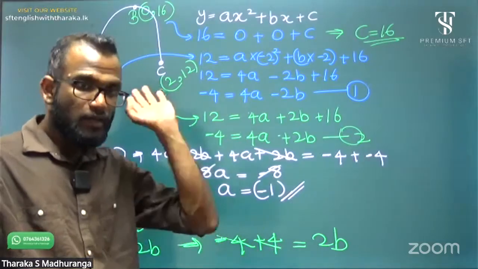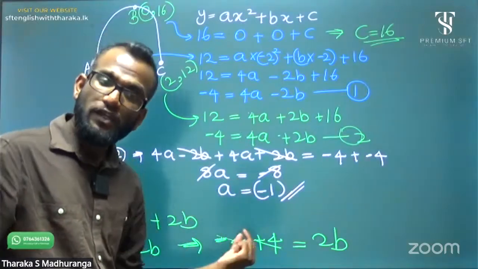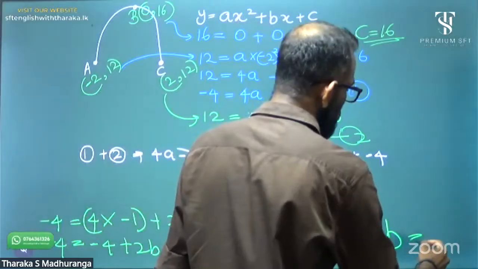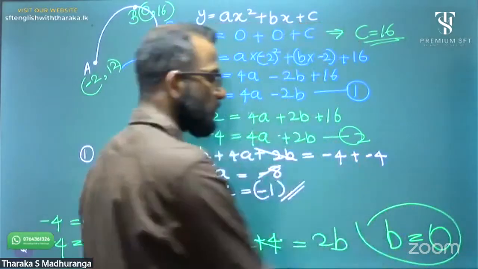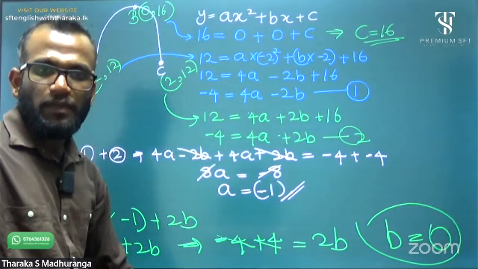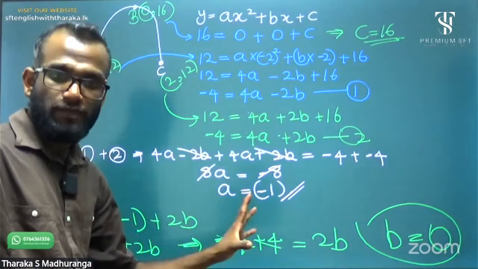Not 1, remains 0. Then 0 divided by 2, again it is 0. Then b equals 0. Okay, now I got a, b, c all coefficients.